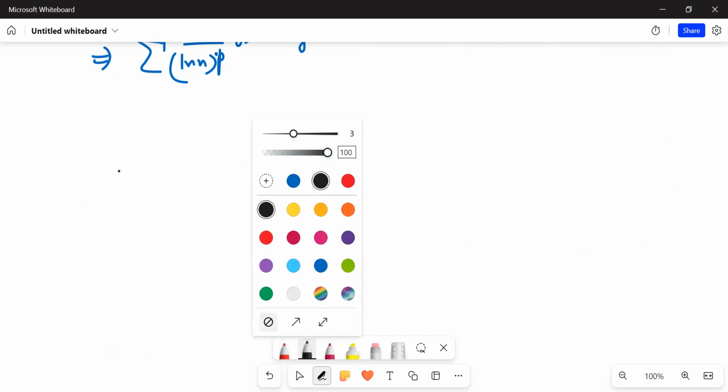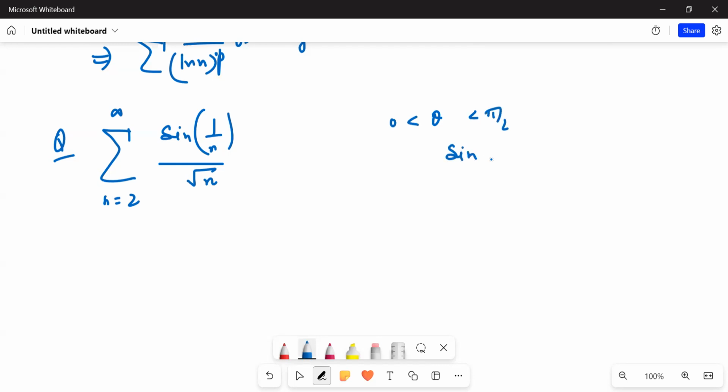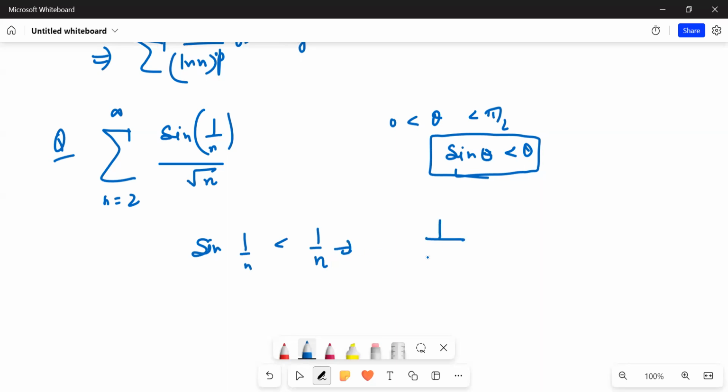Now, just think about this. What can be said about this? Summation n equals 2 to infinity of sine(1 upon n) upon root n. Always remember that if theta lies between 0 and pi by 2, then I can always write sine theta less than theta. If theta is positive, I can simply write this. So sine(1 upon n) can always be written less than 1 upon n. And from here, it is clear that sine(1 upon n) upon root n can be written less than 1 upon n to the power 3 by 2.